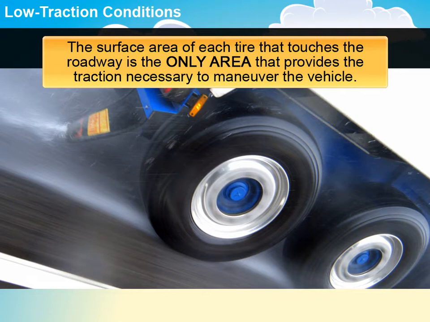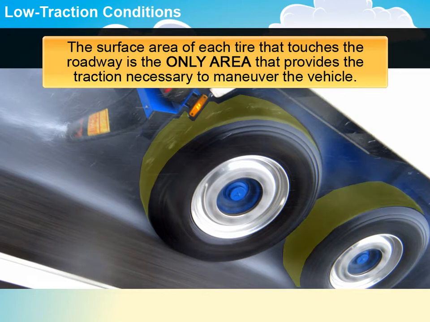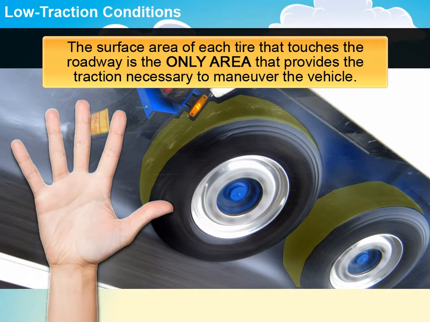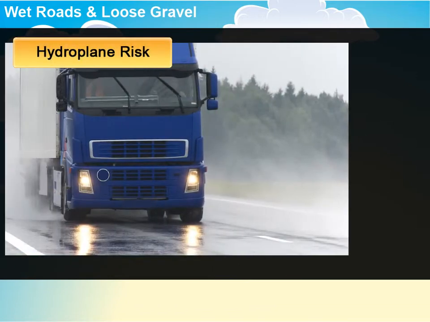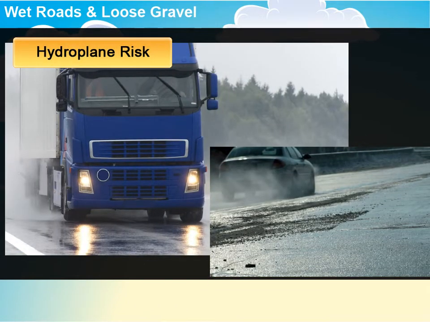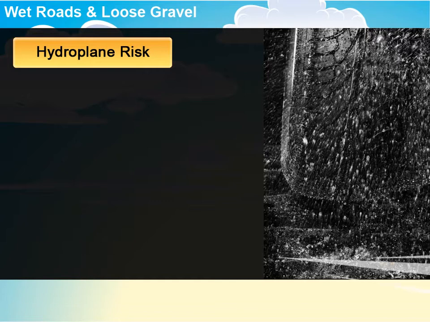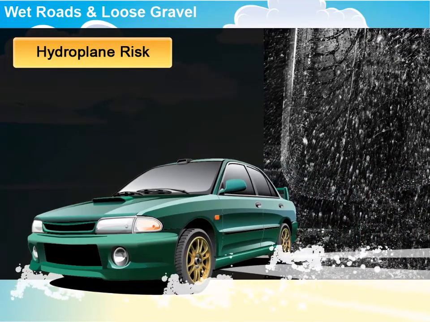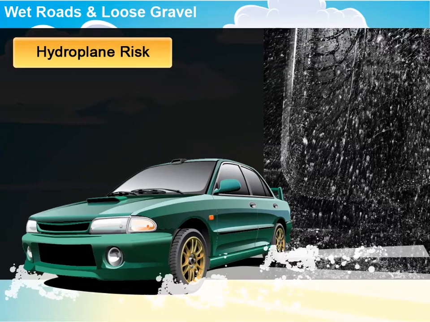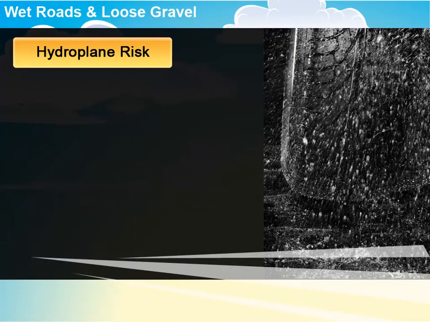The surface area of each tire that touches the roadway is the only area that provides the traction necessary to maneuver the vehicle. In fact, for each tire, the traction being provided is very small, only about the size of a palm print. When you encounter wet roads, loose gravel, or slippery surfaces, think about how much more dangerous those low traction situations can be. It only takes a thin film of water to cause hydroplaning. That small surface area of each tire responsible for gripping the surface can quickly be compromised.